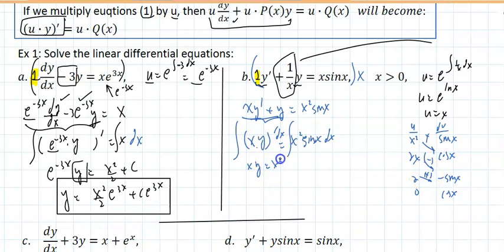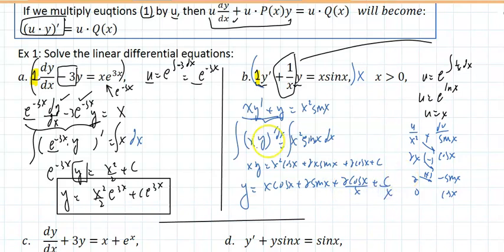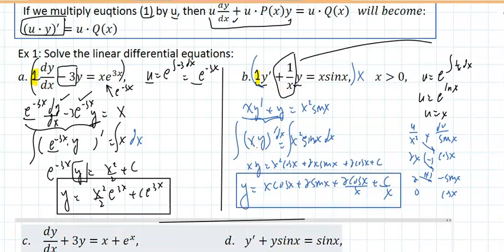That's going to be x squared cosine of x plus 2x sine of x plus twice the cosine of x plus c. If I divide both sides by x, I'll get x the cosine of x plus twice the sine of x plus 2 the cosine of x over x plus c over x. That would be my solution to this differential equation.